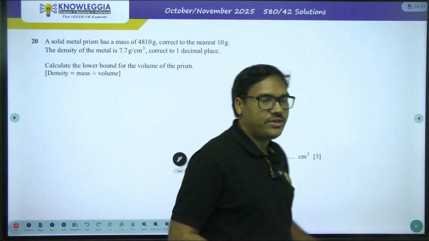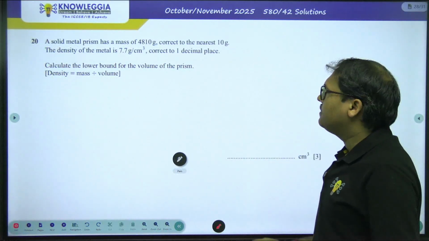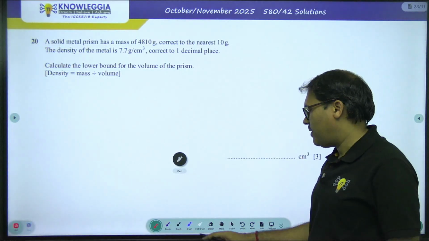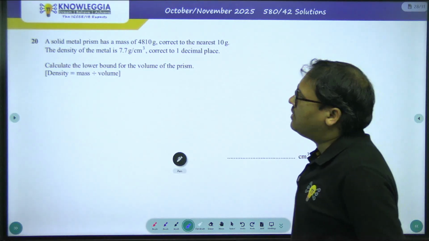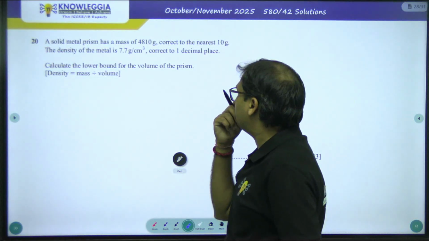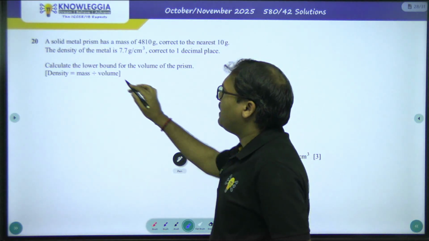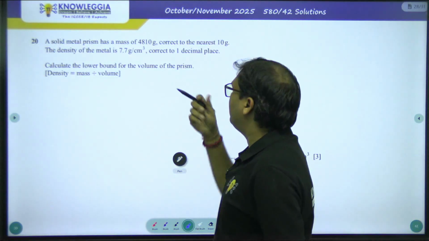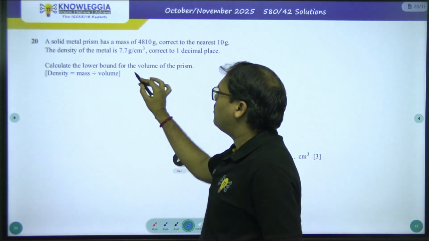Next question. Here the question is on upper bound and lower bound. So what is the question? The solid metal prism has mass correct to the nearest 10. And the density is given correct to one decimal place. Calculate the lower bound of the volume.